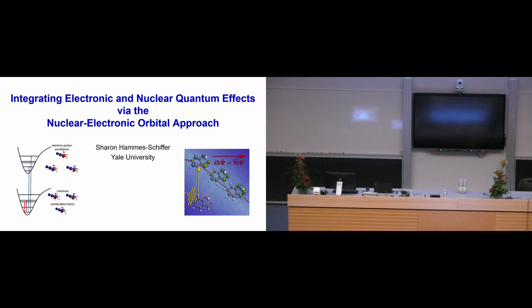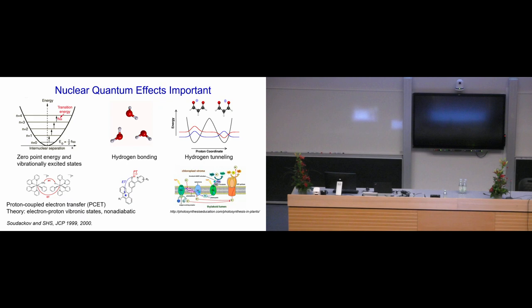I'm going to be telling you about how we've been integrating electronic and nuclear quantum effects with the nuclear electronic orbital approach. So, nuclear quantum effects are important throughout chemistry and biology in terms of zero-point energy and vibrationally excited states, in terms of hydrogen bonding, in terms of hydrogen tunneling, and my personal favorite, proton-coupled electron transfer, or PCET, where at least one electron and one proton are transferring simultaneously, often between different donors and acceptors.